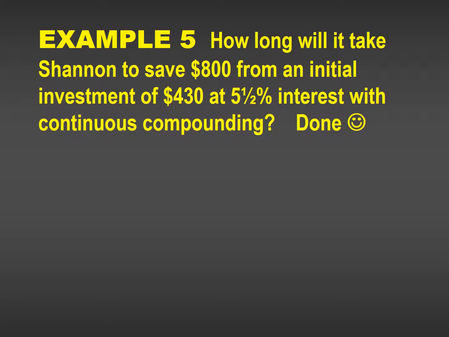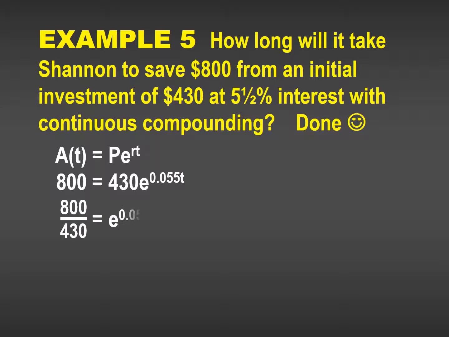Last question. How long will it take Shannon to save $800 if she has an initial investment of $430 at 5.5%? For this one, we're trying to solve for t. We'll plug in the information that we know. She wants to get 800, so it's supposed to be equal to 800. Her principal amount was 430. This was the rate, and we're trying to solve for t.